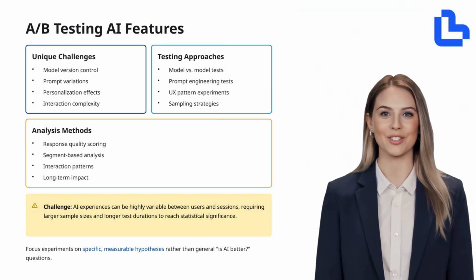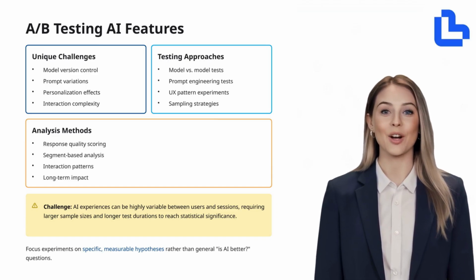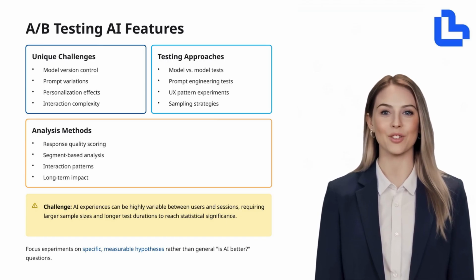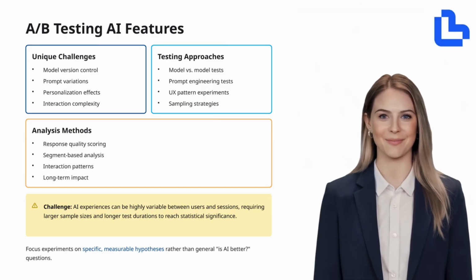The key is to focus your experiments on specific, measurable hypotheses. Don't ask vague questions like, "Is AI better?" Instead, test whether a new model improves task completion or whether a prompt tweak reduces hallucinations. Precision in testing leads to precision in product decisions.